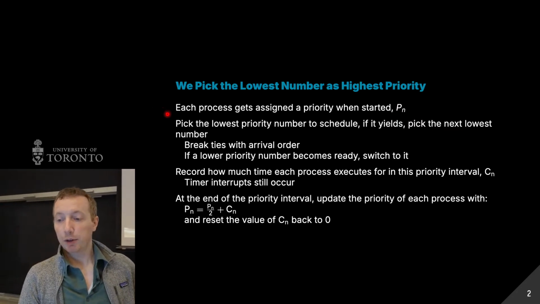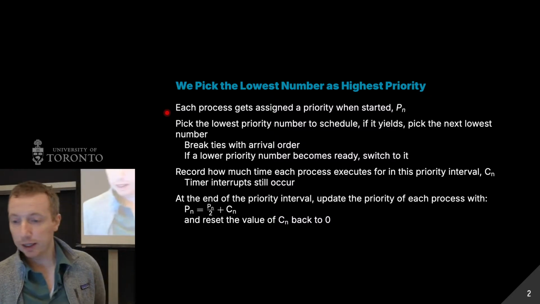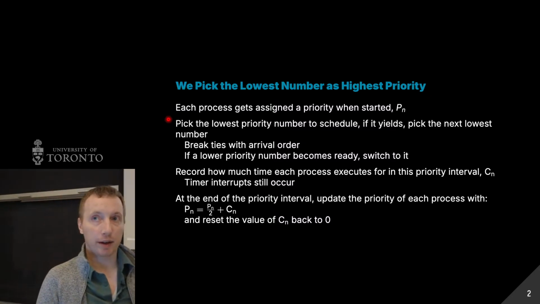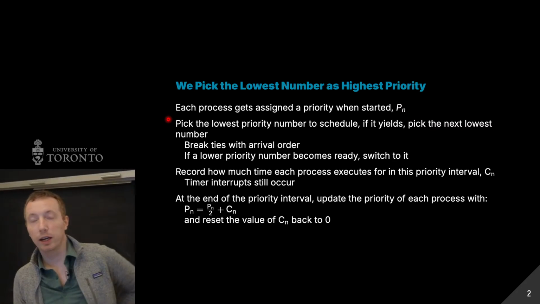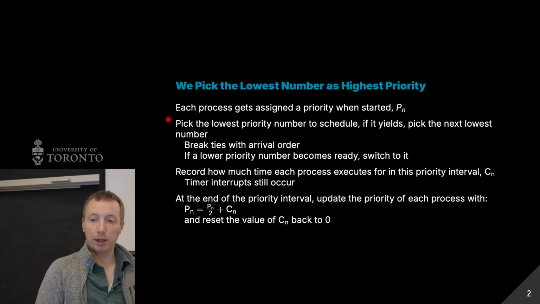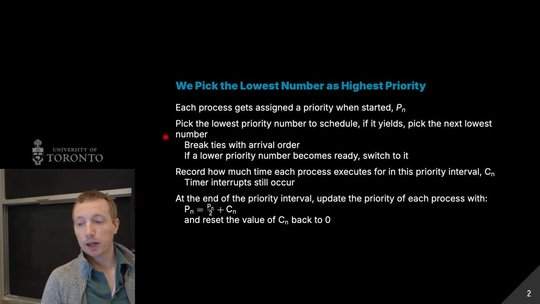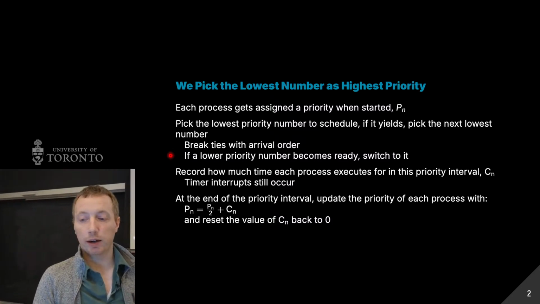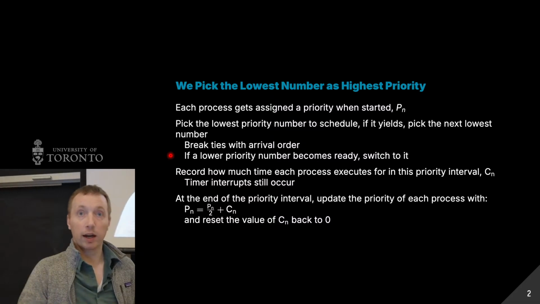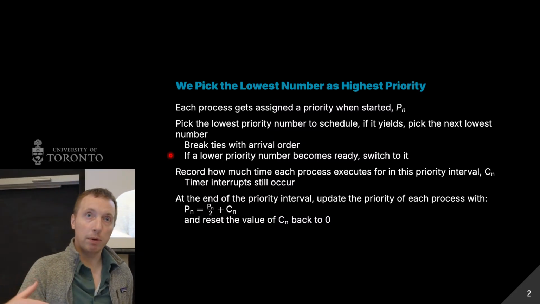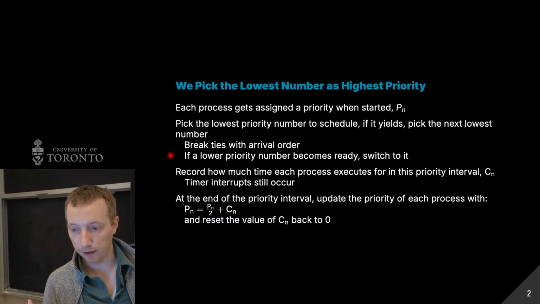Each process gets assigned some priority when it starts. Let's call it P of n. The scheduling algorithm just picks the lowest priority number to schedule. If it yields or gives up the CPU, we pick the next lowest number. If there's a tie, we break it with arrival order. And if a process with a lower priority number than the one currently running becomes ready, we'll immediately context switch to it and prefer to run it instead.